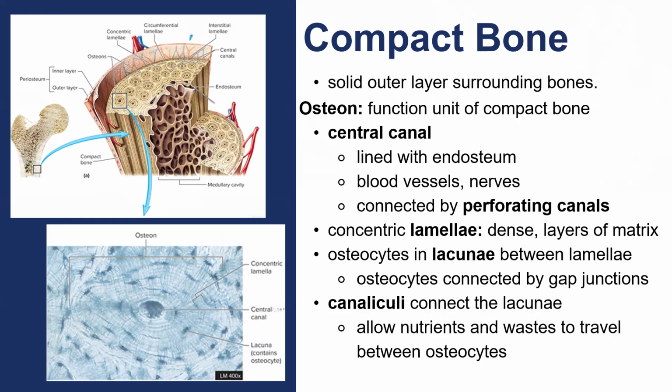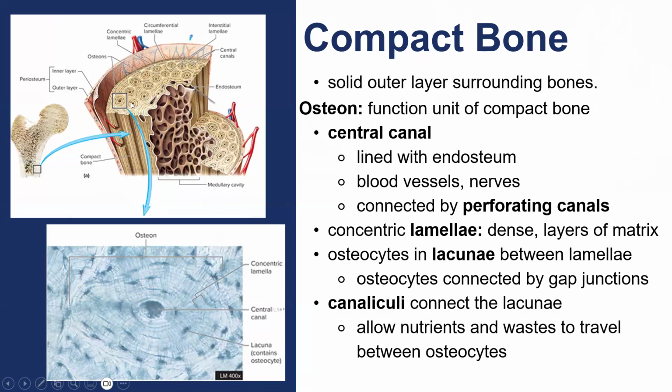Anytime you see that prefix endo, you know it means into. It's almost always going to be the innermost layer. So that's also where our blood vessels and nerves are going to be located. Remember, in spongy bone, we could easily get those through the spaces. Compact bone, not quite as easy. So we need that central canal to provide an access point. It's also connected by perforating canals. So the perforating canals are smaller canals that allow small vessels to get through.